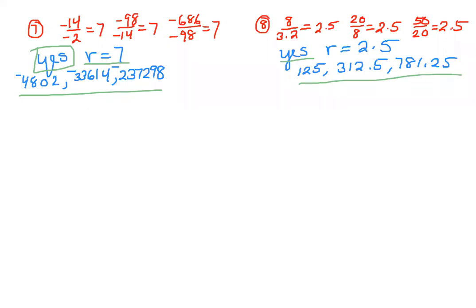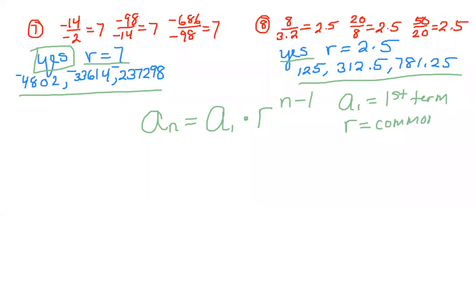And our formula for a geometric sequence is A N equals A 1 times R to the n minus 1. Okay, in some ways, I think geometric is easier than arithmetic, so we'll see as we go along. And this is where A 1 is the first term, and R is the common ratio.